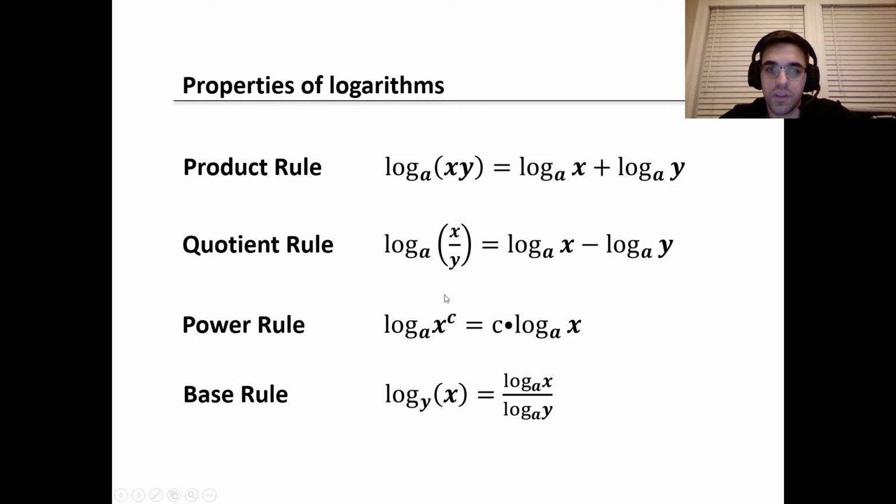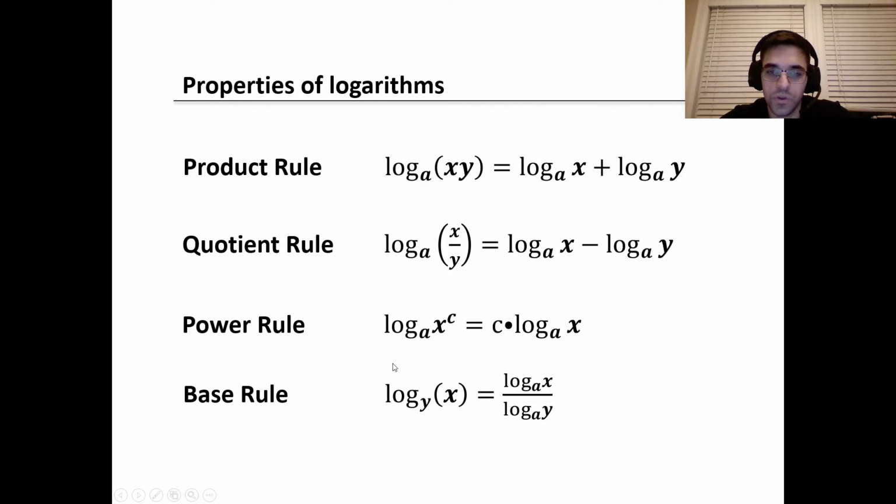Quotient rule, we can think of a to the power of x divided by a to the power of y. Well, that would be a to the power of x minus y. So you see some pattern there between the exponent rules and our log rules. Okay, power rule, basically if the thing we're taking a log of has an exponent, I can take that exponent and put it out front as a coefficient of the log function.